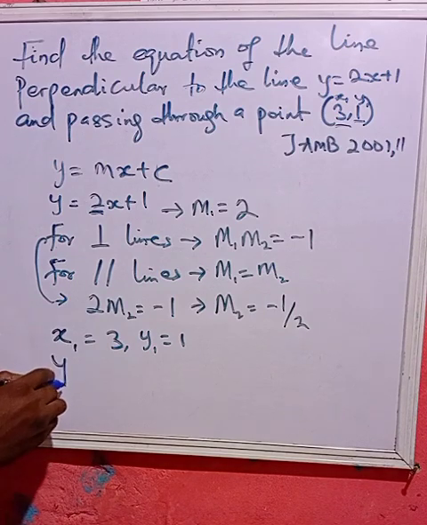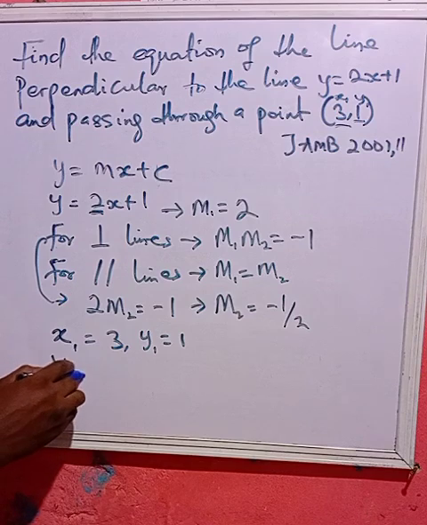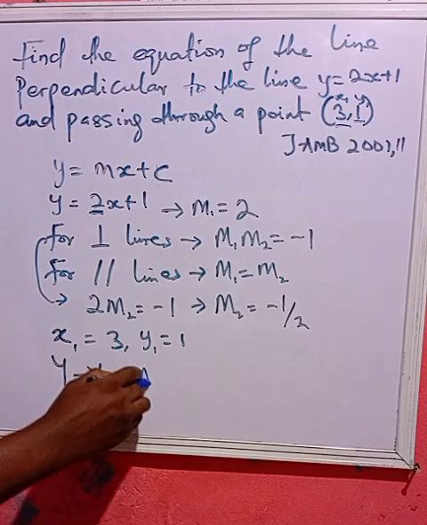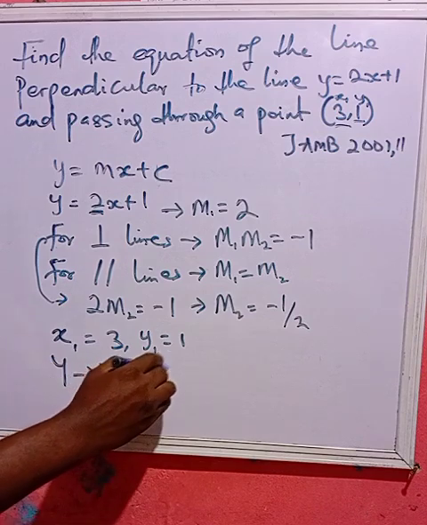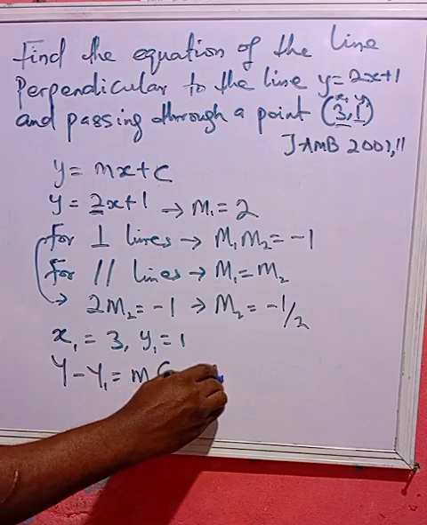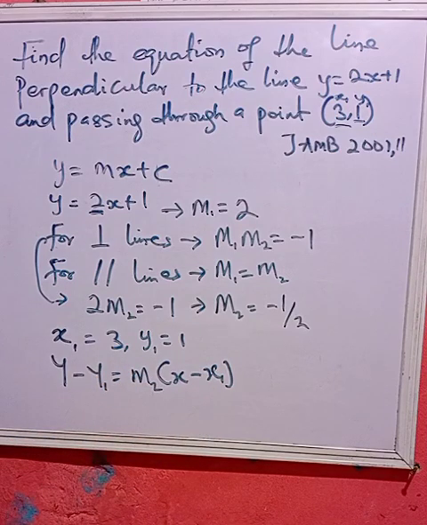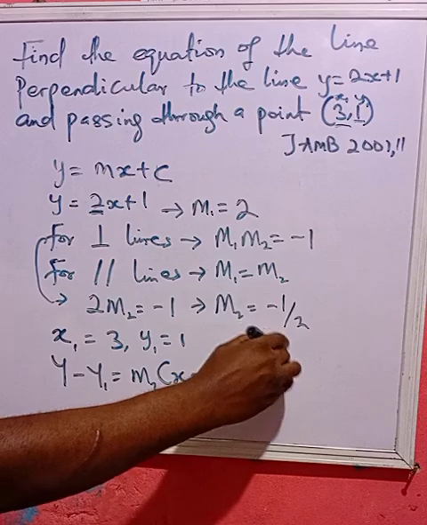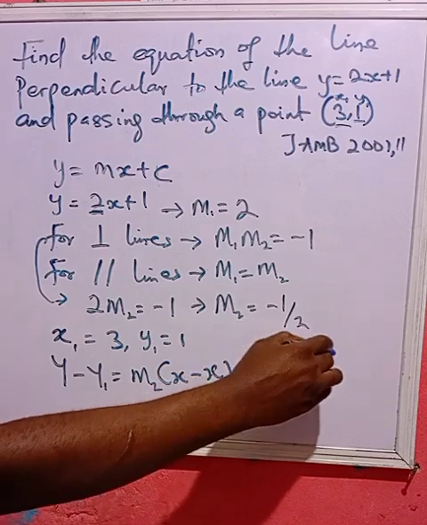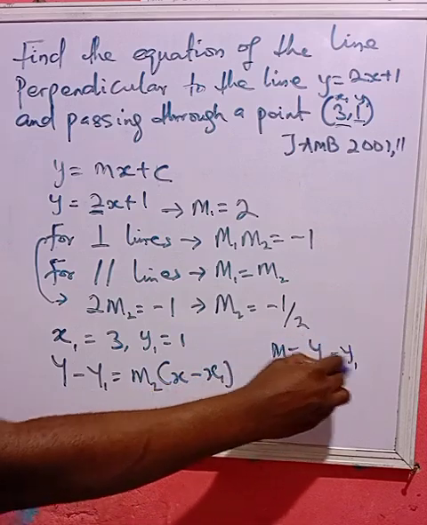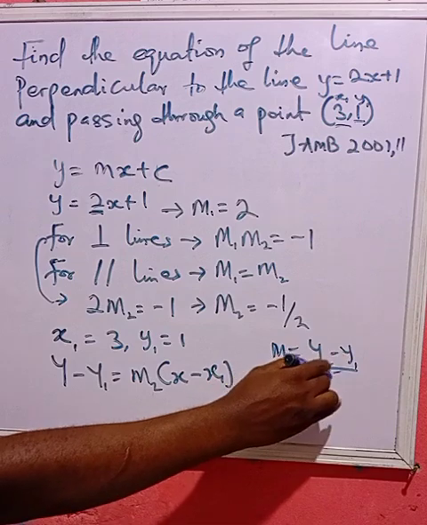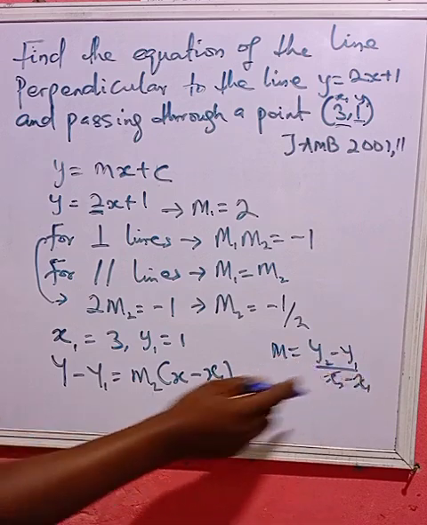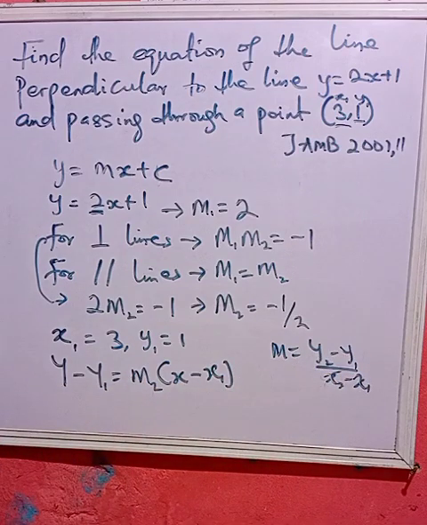Take note, we use y minus y1 equal to m2, since we're looking for the equation of the second line, into bracket x minus x1. You remember this formula comes from saying gradient equal to y2 minus y1 over x2 minus x1. Just that in this case, we are making use of this x and y, because we have to get the equation right.